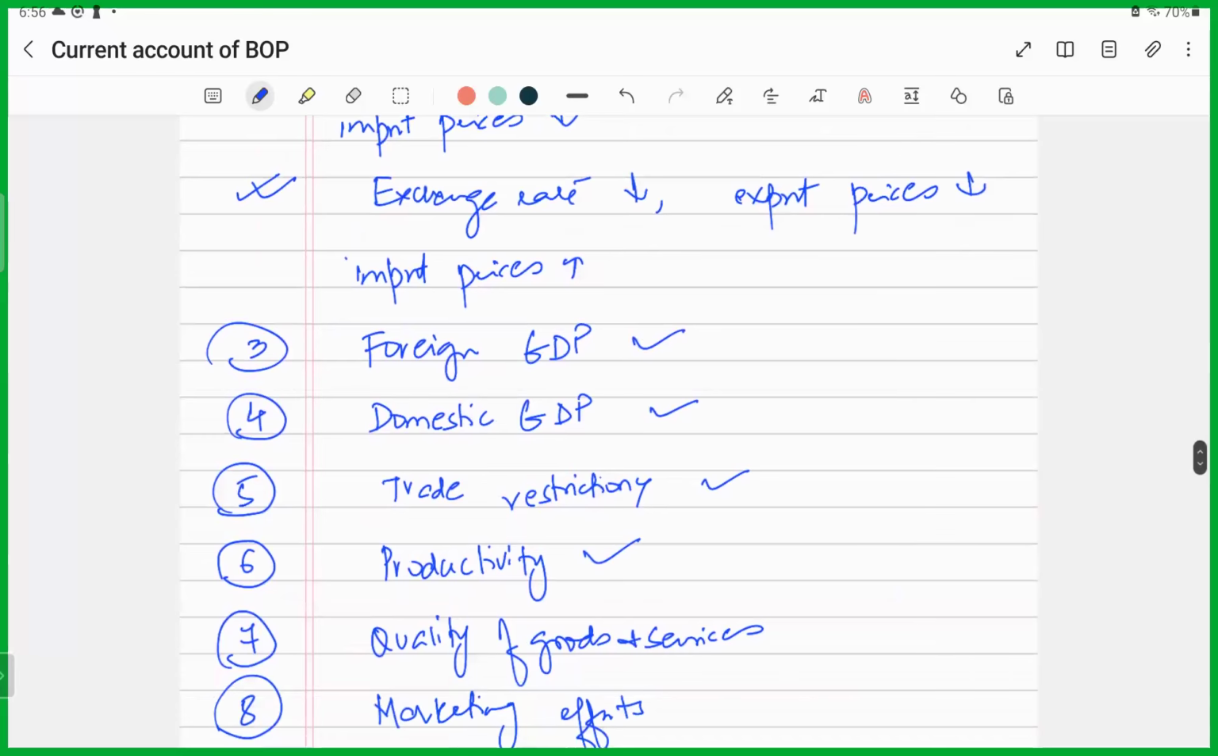We'll come in the second section to looking at the causes of a current account deficit and surplus, how it affects the economy, and the strategies to restore a sound and stable balance of payments.